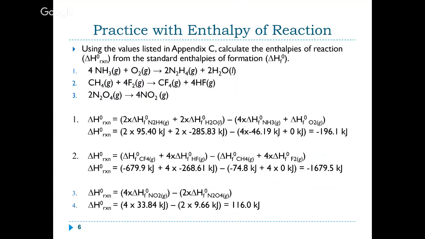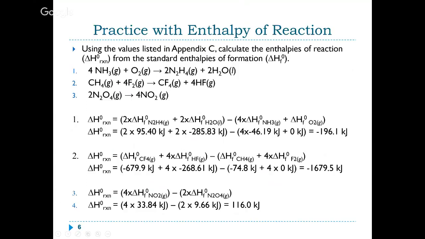So let's calculate some enthalpies of reaction from our enthalpies of formation. We just look in the back of our textbook in Appendix C. You do not have to memorize this table. And we're going to use our equation that says the sum of the products minus the sum of the reactants. So we first identify what our products are here, how many moles we have of each, and then we're going to write that down.